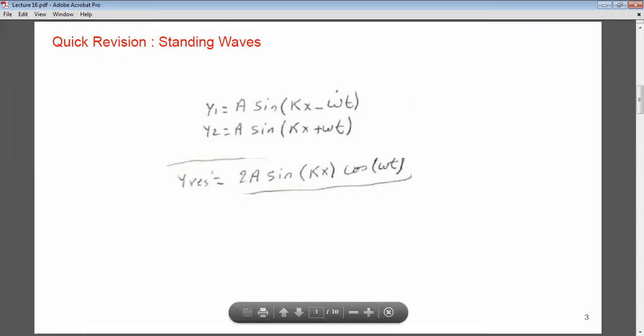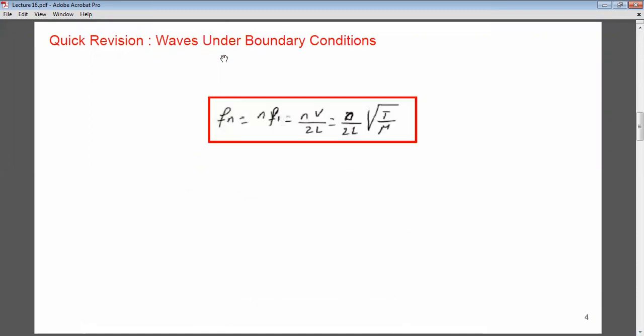The last idea in this lesson is waves under boundary conditions. Here the boundary conditions are that I have a string. Let me just change the color.